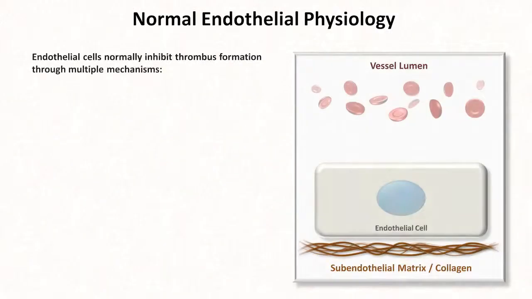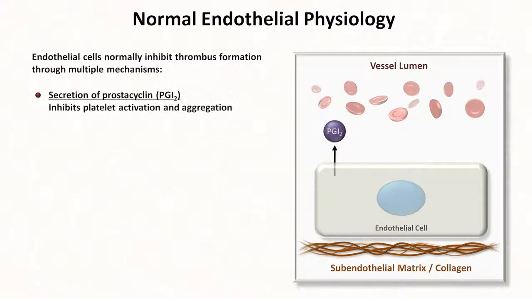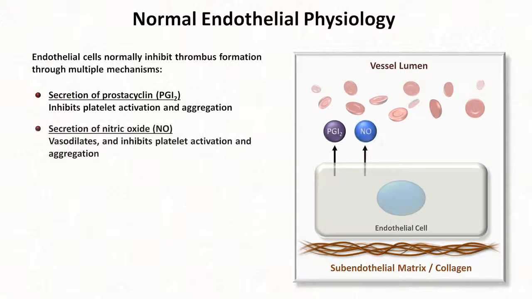What do the endothelial cells, which normally line blood vessels, do in the absence of vessel injury in order to prevent inappropriate thrombosis? First, they secrete prostacyclin, which for a reason that will be explained in a few minutes, is usually abbreviated PGI2. Prostacyclin inhibits platelet activation and aggregation. They also secrete nitric oxide, which locally vasodilates and also inhibits platelet activation and aggregation.